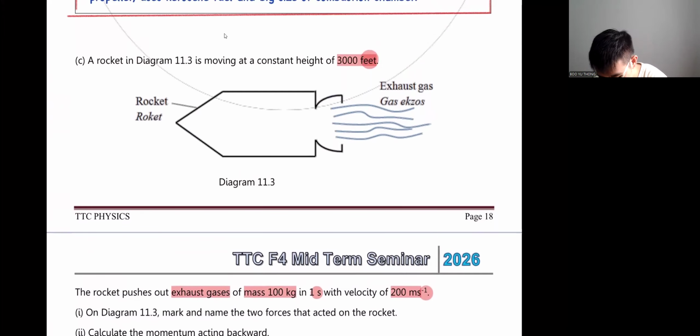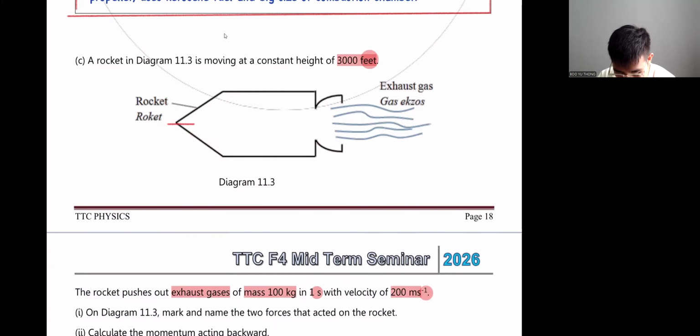So exhaust gas, expelling gas, yes, it produces a force. I mean, it doesn't really produce a force, it produces a momentum. Yeah, and then it gains a forward momentum for the rocket, right? So the rocket is able to move forward also because there's a force pushing it forward.